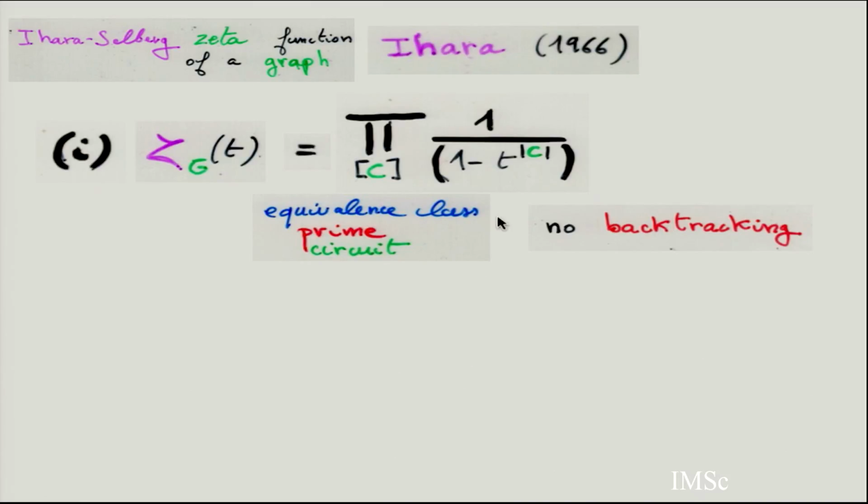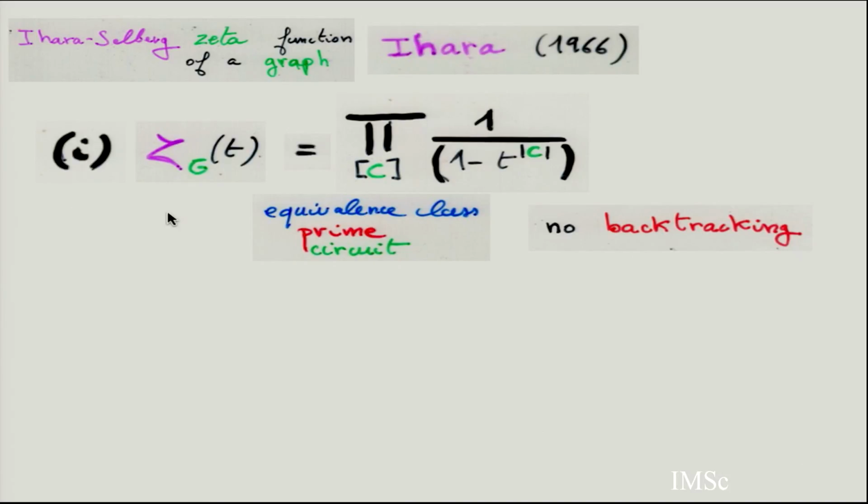So at the beginning, Ihara defined this for a special class of graphs, regular, etc. And some people, after, extended it to any graph. But at the beginning, it was much more restricted.